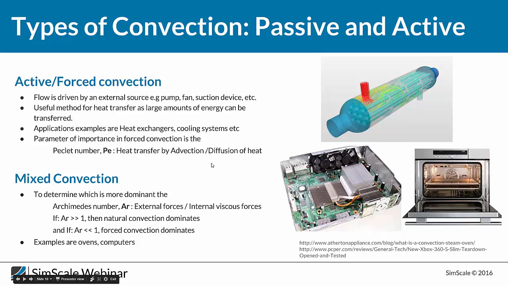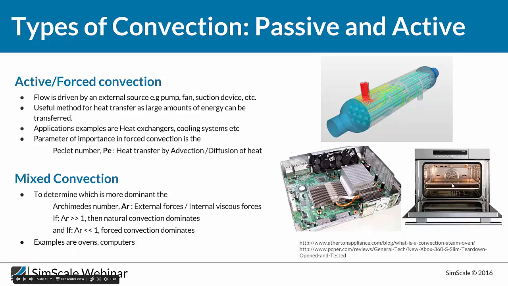There's something called mixed convection. This is to get the difference between natural and forced convection. So we have the external forces and the internal viscous forces. Based on a specific term called the Archimedes number, we decide which effect is going to be predominant. In case the Archimedes number is much greater than 1, that means the effect of external forces is much greater than the internal forces, then it is going to be natural convection, and it's vice versa for the other case.